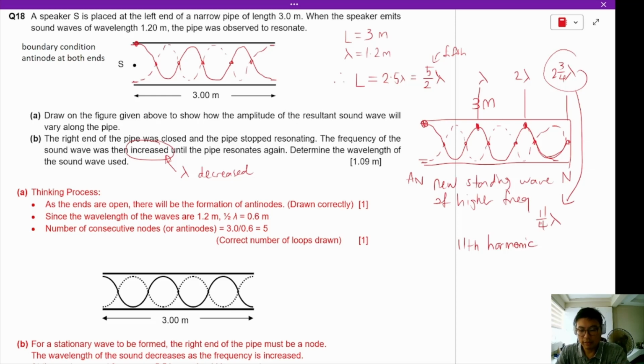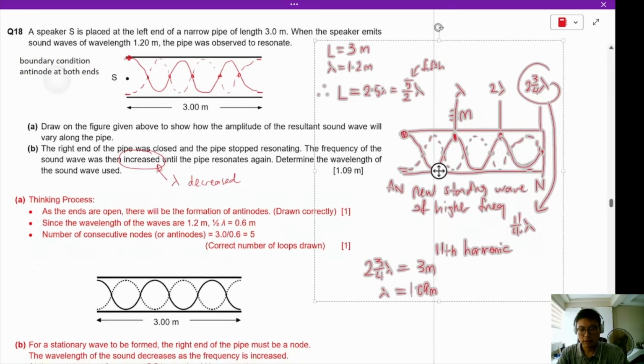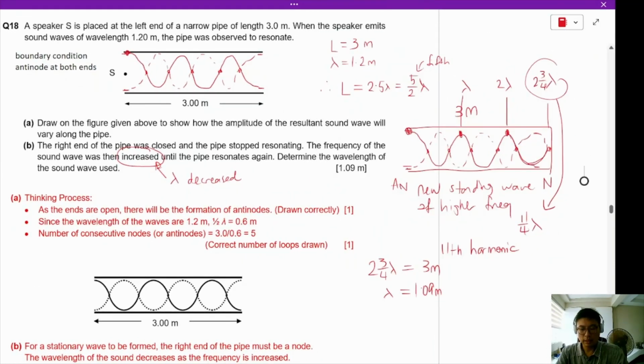So what is the wavelength of the sound used? Well, it's very easy. 2 3/4 lambda is equal to 3 meters, right? So the lambda will be 1.09 meters if you just divide 3 by 2 3/4. All right, so is any difficult calculation required? Not really, but your drawing skills have to be really good.